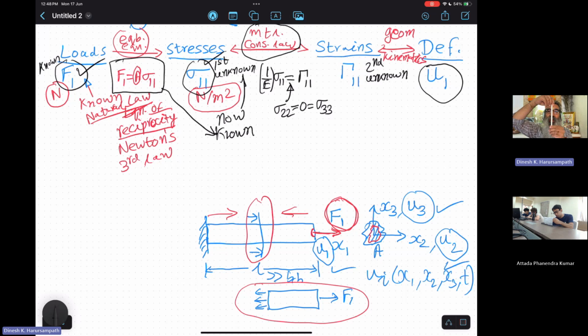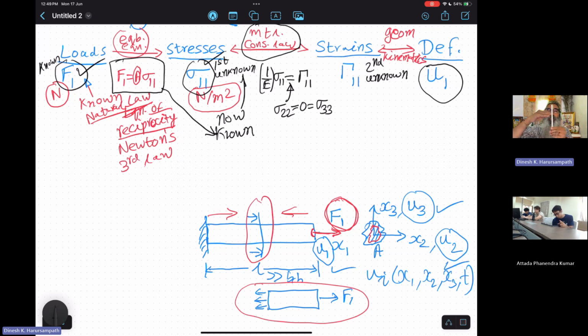And why is this valid? Because these surfaces on the left and the right edge, and the edge which is towards you and towards me, all of these are free edges. When you have a free edge, the boundary condition is that there is no stress, and therefore there is no sigma 22, there is no sigma 33. Sigma 22 equal to 0, sigma 33 equal to 0. Sigma 11 is the only stress that we are applying, because we are applying F1, and F1 divided by the cross-sectional area, because it's a prismatic structure that we have taken.